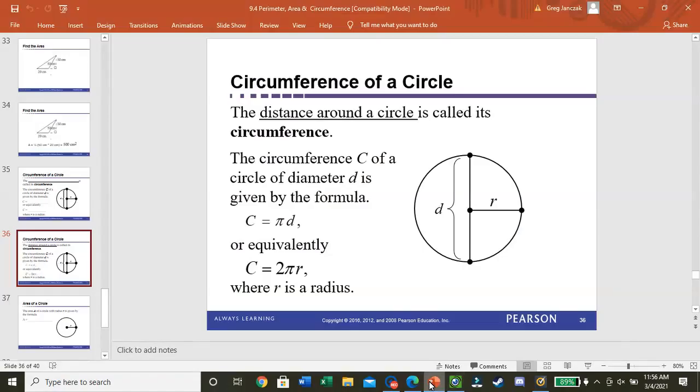All right. So circumference, there's two equations. If you know the diameter, then it's pi times diameter. Well, what is pi? We know pi is 3.14, right? But pi is the ratio between the diameter and the circumference.